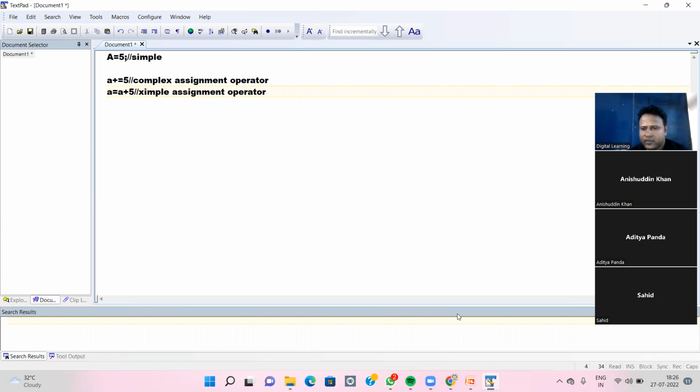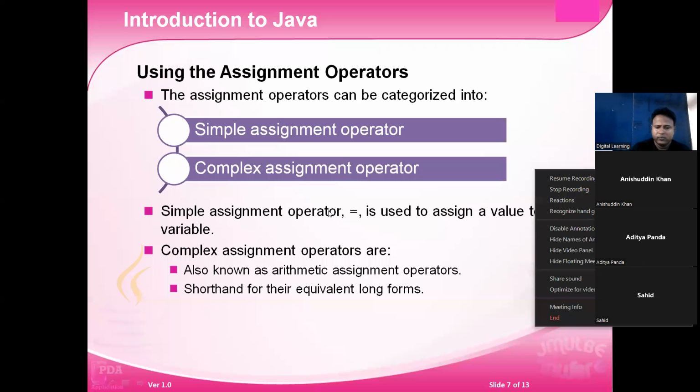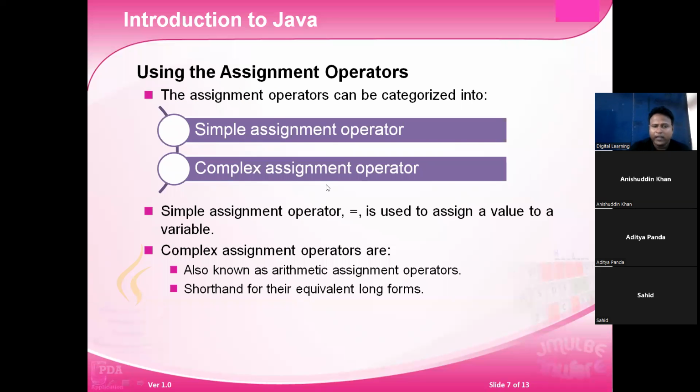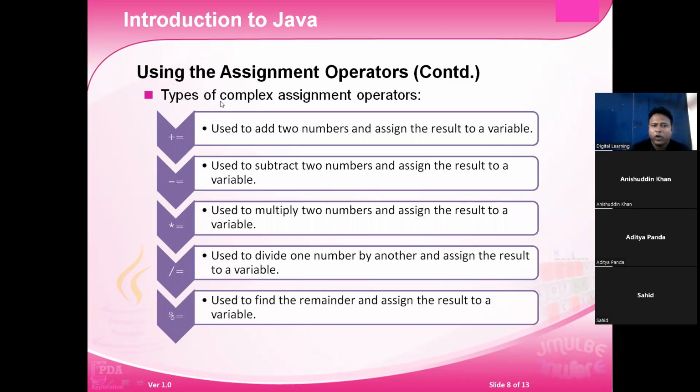Write it: simple assignment operator and complex assignment operator. So, what are the different types of complex assignment operators available? One is plus equals to, minus equals to, multiplication equals to, division equals to, modulo equals to. So these are called the complex assignment operators. Write this, the complex assignment operators. Be particular.